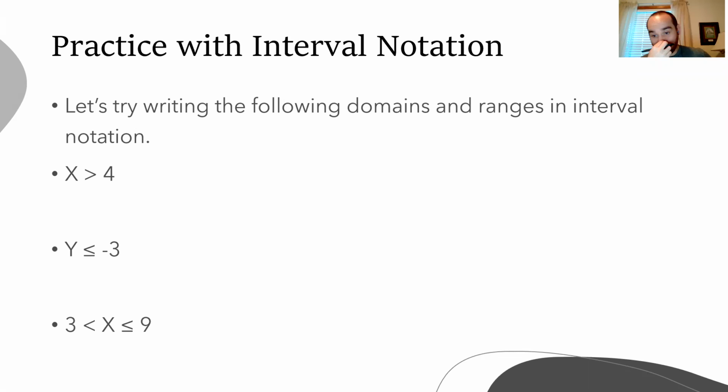So really quick, we're going to do some practice with interval notation. We're going to try writing the following domains and ranges in interval notation. One of the things that you'll need to know for these is that you use negative infinity and positive infinity when something is going all the way to one of those two values. So in this case, x is greater than 4. Since it is exclusive, 4 is not included, we're going to use a normal parentheses, because this means that the number is not included in the function.